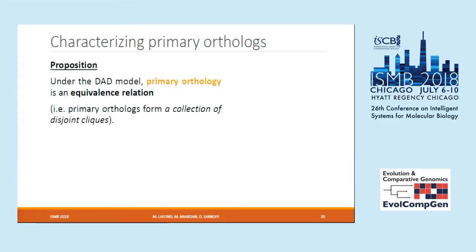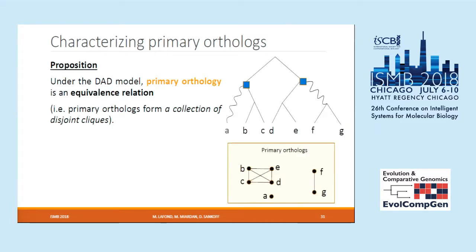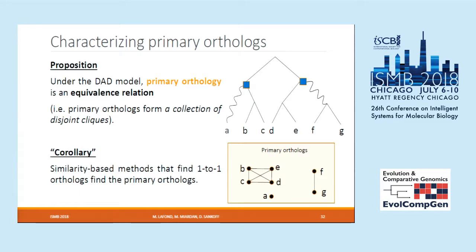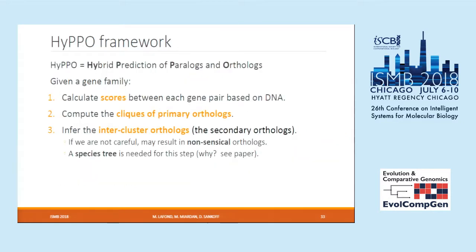What's convenient about this model is that it becomes very easy to characterize primary orthologs. Under this model, primary orthology is an equivalence relation. That's an easy exercise once you've set up all the definitions. But that means that primary orthologs are just a collection of disjoint cliques. That's not very new, but as a corollary, it shows that what similarity-based methods have been doing, those that find one-to-one orthologs, actually find these primary orthologs. And just this basic property motivated our whole framework.